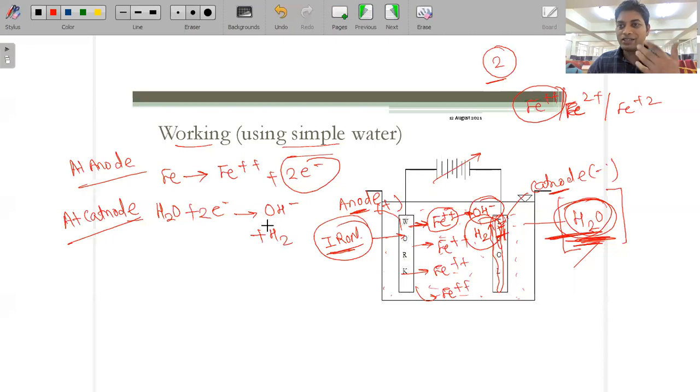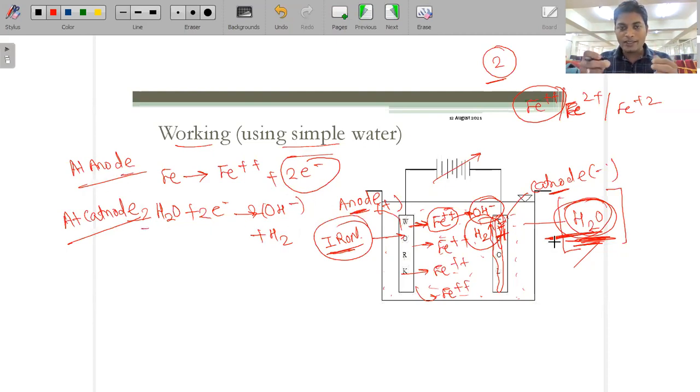Now balancing can be done afterwards, what is important is the concept. Balance तो आप कर ही सकते हैं बाद में, ठीक है, इसको 2H2O ले लीजिए. This is H2 and 2OH minus ions. So that will be 4H2O and 2O. So that will be balanced. This is how you can do it at the anode side and the cathode side.